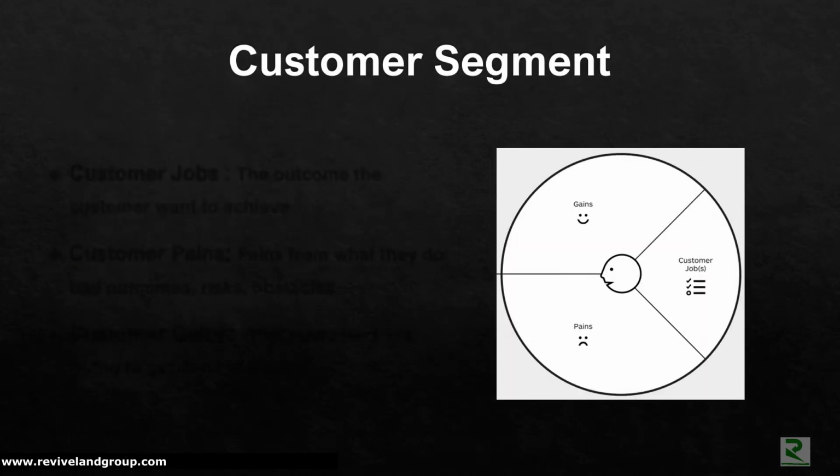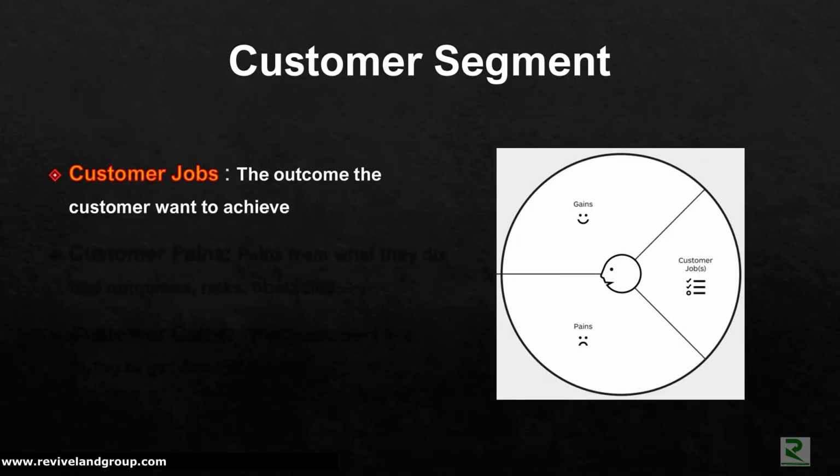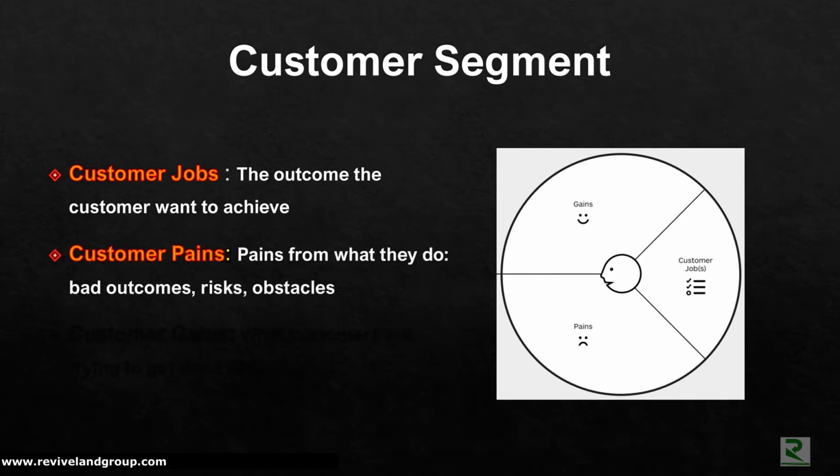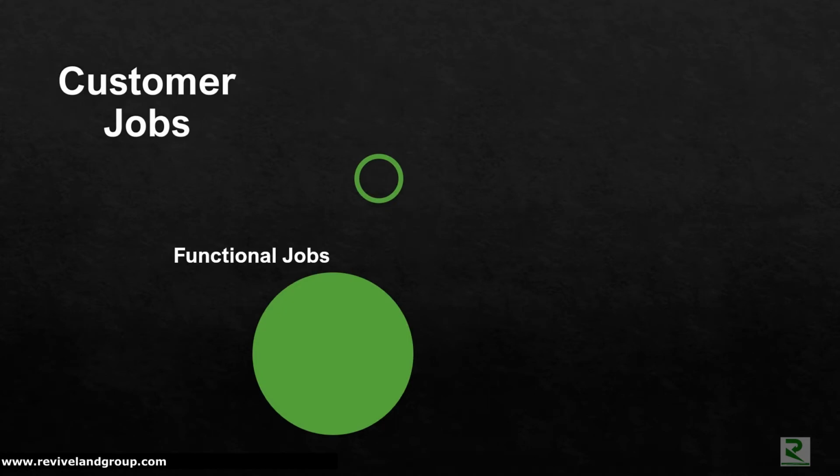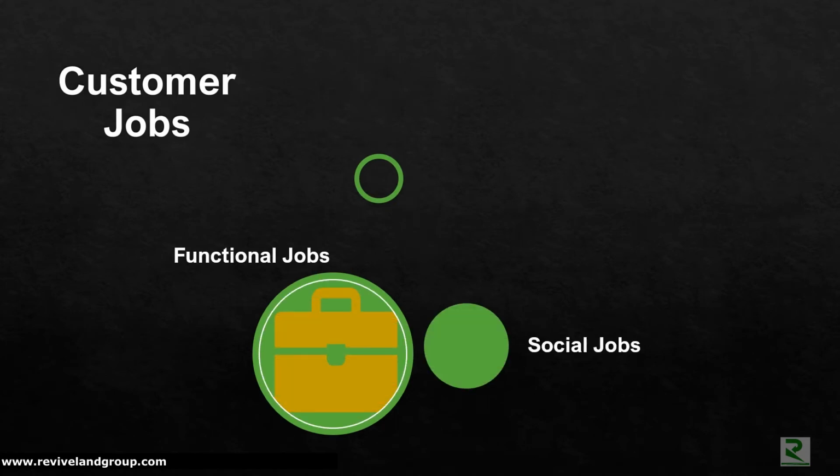Okay, so let's zoom in on the customer segment. The customer segment on the canvas has 3 different sections. One is customer jobs. It's the outcome the customer wants to achieve. Then the second one is customer pains: the bad outcomes they have, the risks or obstacles they experience. And then the next one is customer gains, what customers are trying to get done. If we zoom a little further in on the customer jobs, we have 4 different categories of jobs that every customer faces, namely functional, social, emotional, or supporting jobs.